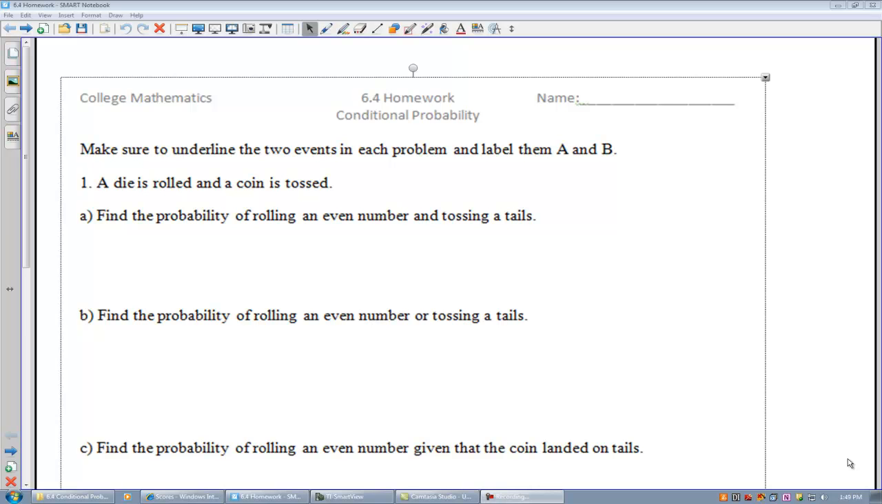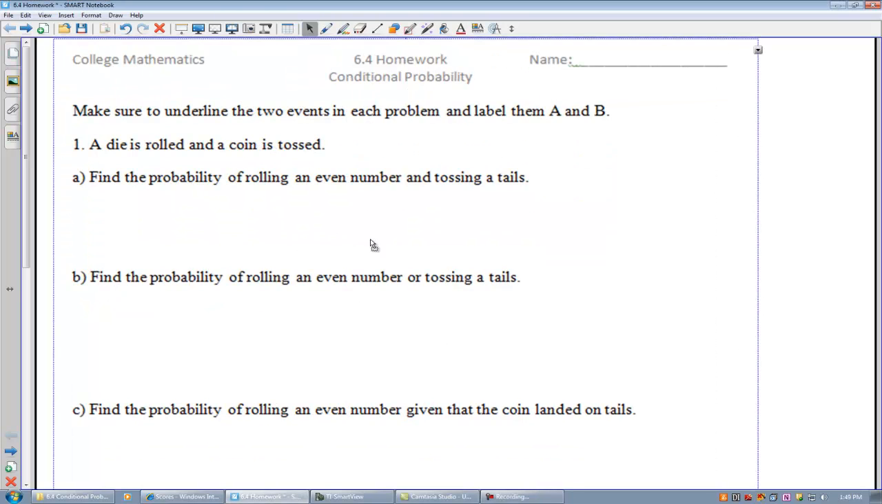There's 6.4 homework on conditional probabilities. So in number 1, it says, first make sure to underline the two events in each problem and label them A and B. And so in number 1, we have a die is rolled and a coin is tossed. So now remember, these two are actually independent events. Tossing a coin shouldn't change the probability of getting, say, a 3 on a die.